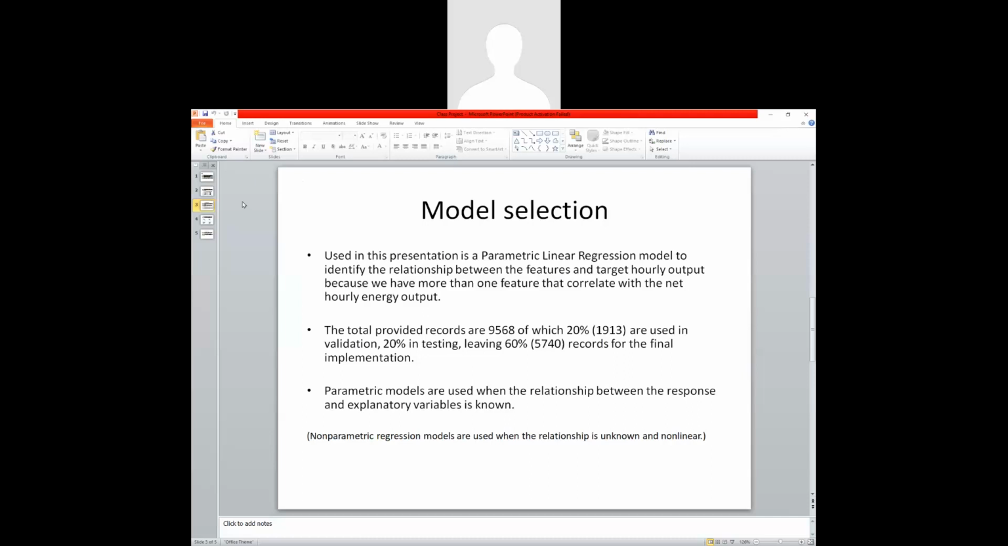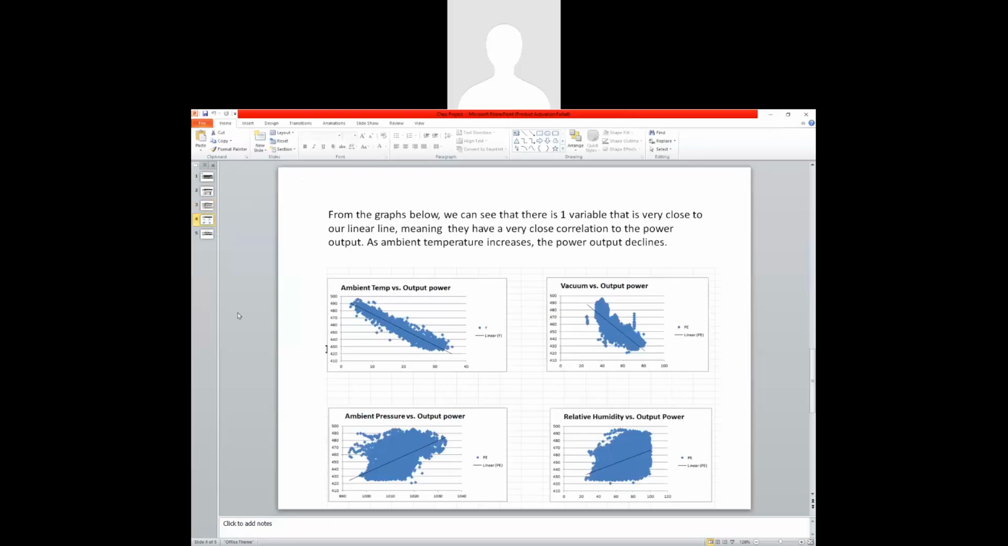Again, parametric models are used when the relationship between the response and explanatory variables is known. So we had that information, so we didn't have to go non-parametric. So here are my graphs.